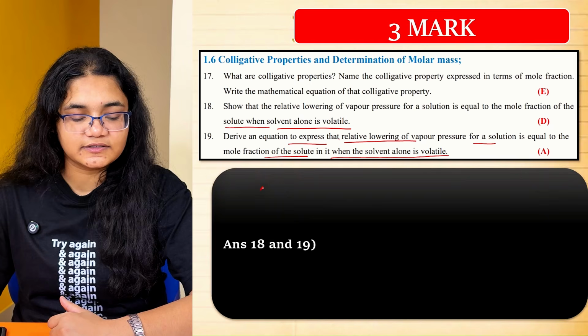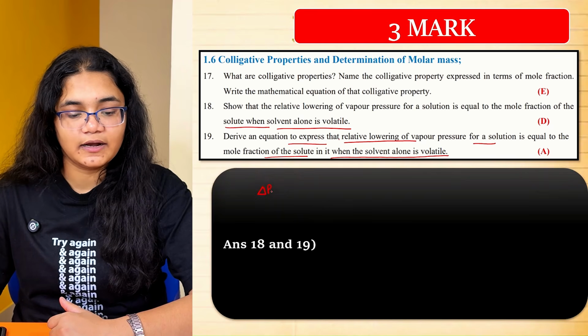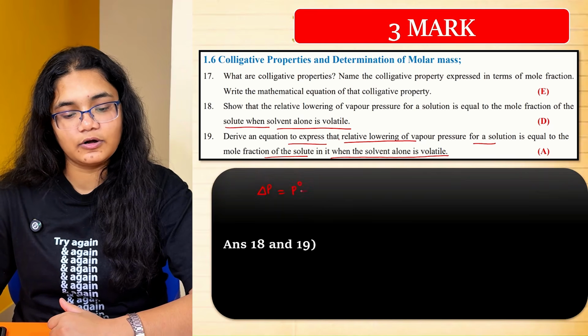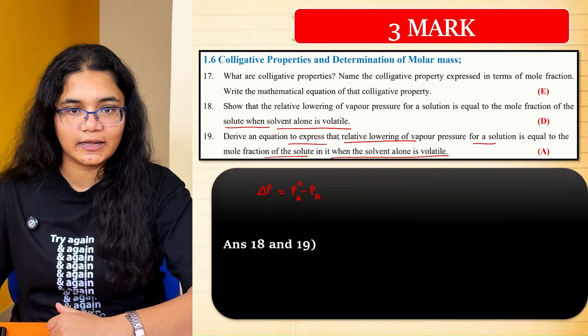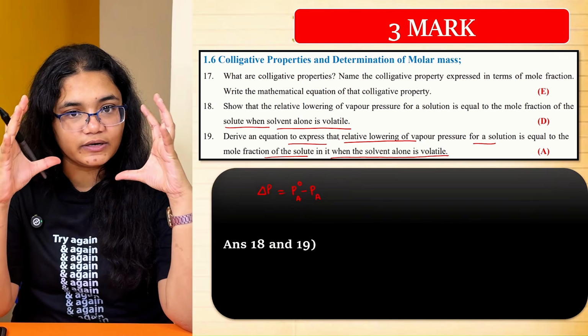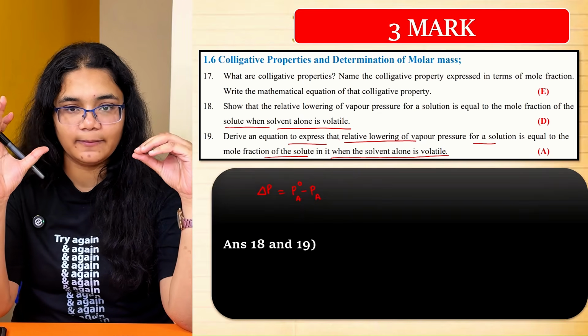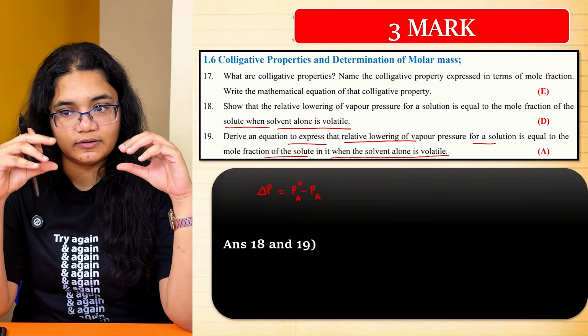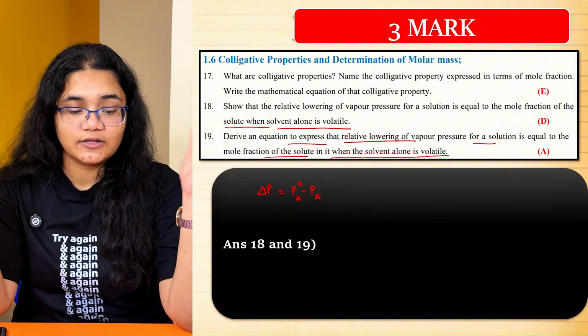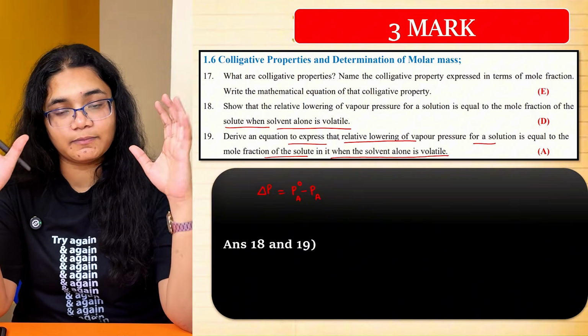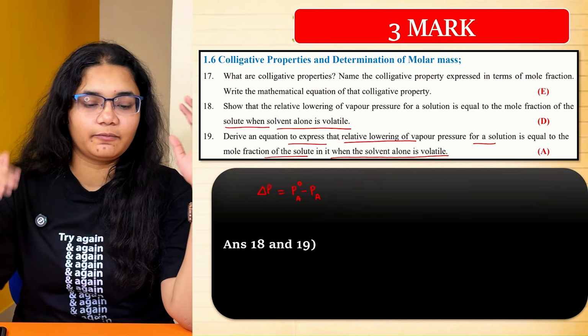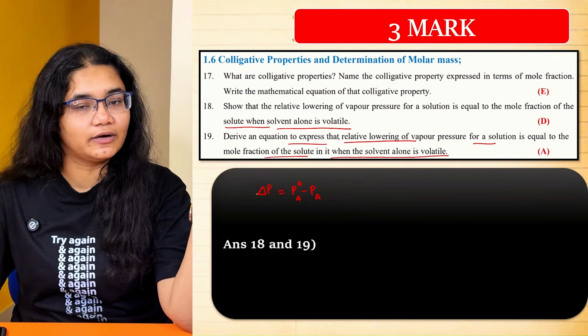So what is this relative lowering of vapor pressure? See, delta P is what? P naught minus P, or P naught of A minus PA. That is your delta P. Means initially when you have only solvent, you had some pressure of A. Now when you added some solute, now we have the partial pressure of A. So when you add a solute, the vapor pressure decreases. So what is the change in the pressure? P naught A minus PA, that is your delta P.